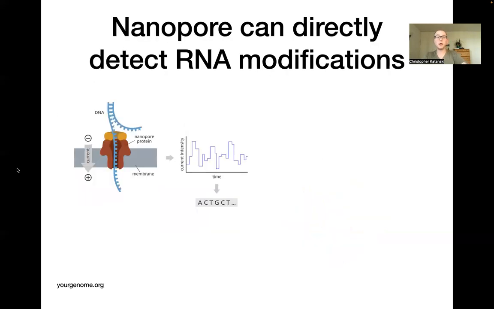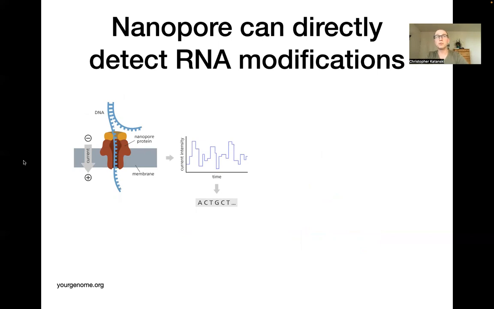So if you're unfamiliar, Nanopore is a sequencing technique that uses a protein pore in a membrane. Nucleic acid is threaded through the pore, and a voltage is applied across the membrane. So this drives ions through the pore, and the flow of ions is restricted by the nucleic acid. And different bases restrict the flow to a different degree. And we can measure this as a change in current over time.